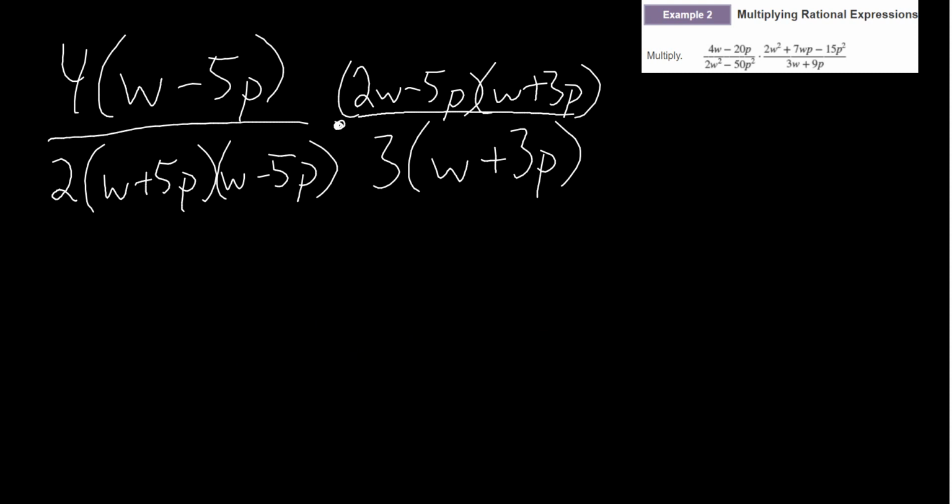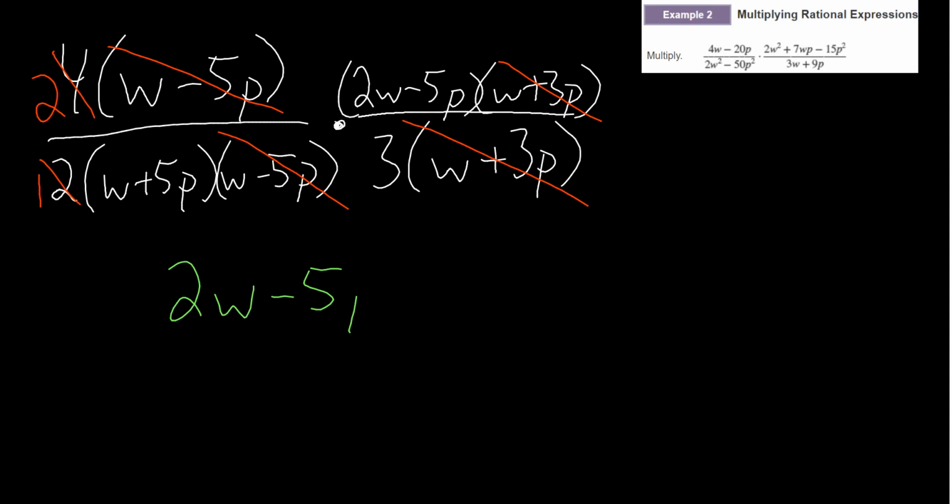And now let's do the cancellation process here. So it looks like w minus 5p cancels w minus 5p. It looks like w plus 3p cancels w plus 3p. Well, I guess this 4 turns into a 2. This 2 turns to a 1. And so it appears we're just going to have 2w minus 5p all over w plus 5p.